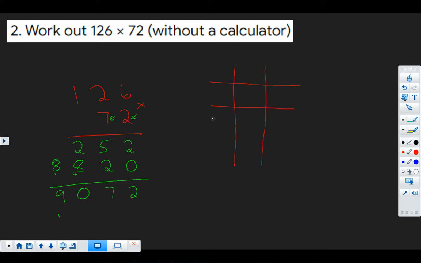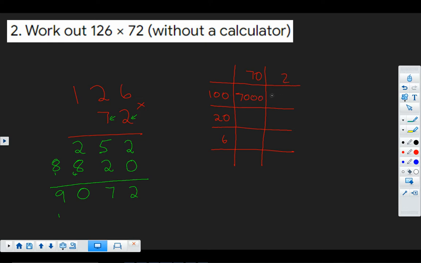And in our grid, we partition our numbers. So my 126 becomes 100, 20 and 6, and my 72 becomes 70 and 2. And this is so I just end up doing single digit multiplication. So for this cell here, 7 times 1 is 7, and I've got 3 zeros, 1, 2, 3. So I'm just going to add on those 3 zeros here.